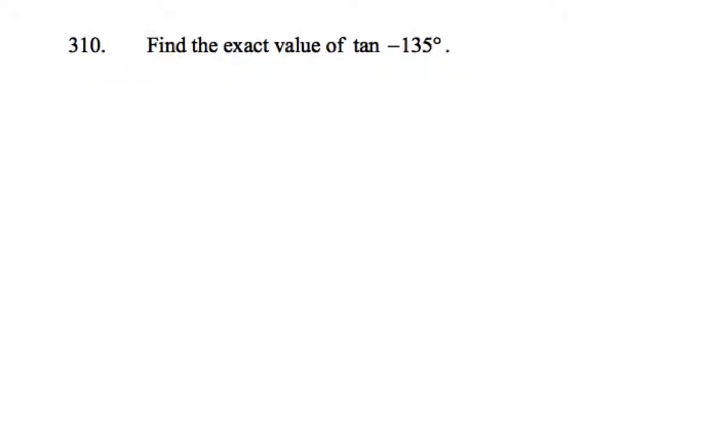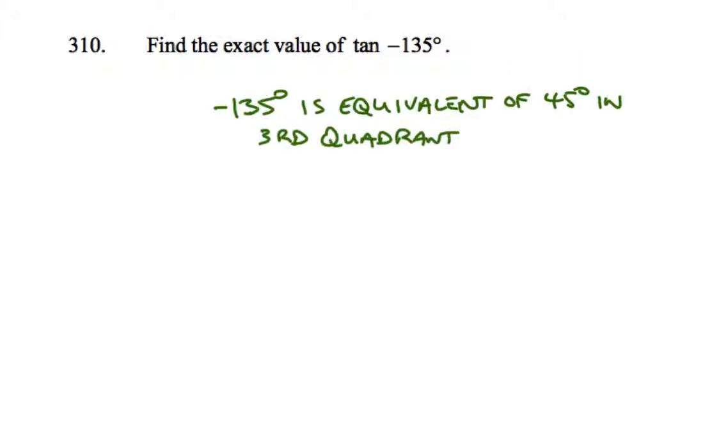Exact value of tan minus 135. Now this is a bit different, this one being a negative value, but tan 135 can be gotten by minusing 45 from 180. Well, actually minusing 45 from minus 180. So anyway, minus 135 is the equivalent of 45 in that third quadrant.